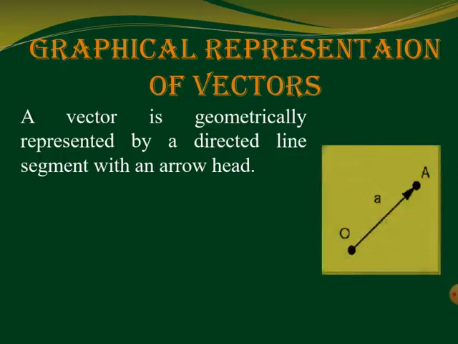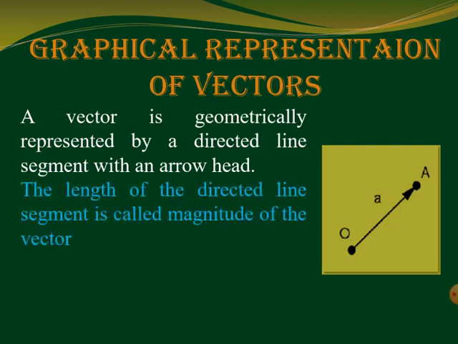See, in this, O is the starting point and A is the terminal point. We call O the initial point and A the final point or terminal point. Sometimes O is also called the tail, and the terminal point A is also called the head of the vector quantity. O is the tail, A is the head, or you can call O the initial point because it starts from here and ends at the point A. So we may call point A the end point or terminal.